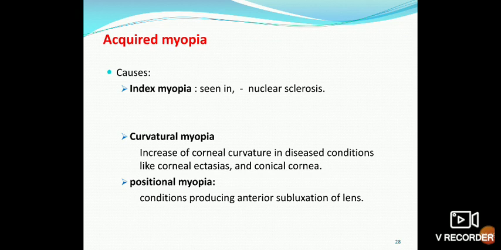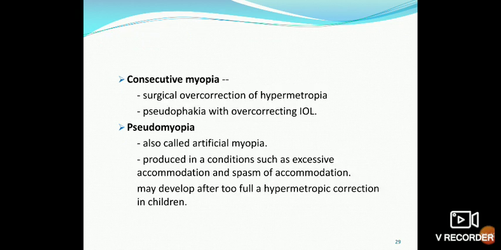Positional myopia: conditions producing anterior subluxation of the lens. Whenever there is anterior subluxation of the lens, the cornea and the lens will be placed close to each other and the effective power will be more. Consecutive myopia is due to surgical overcorrection of hypermetropia, or it may be due to an incorrect lens after cataract surgery. After a cataract surgery, if we put a more powered lens, it will cause consecutive myopia.